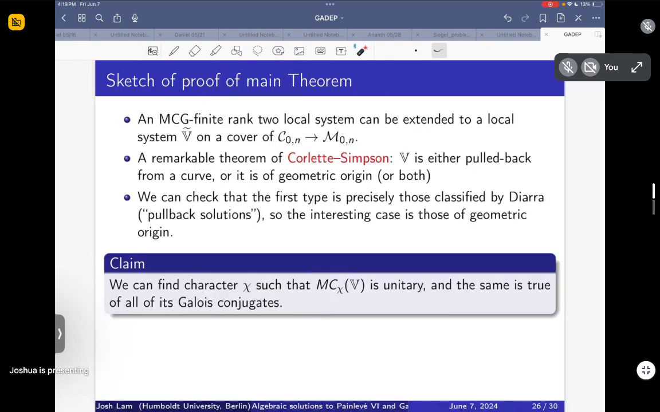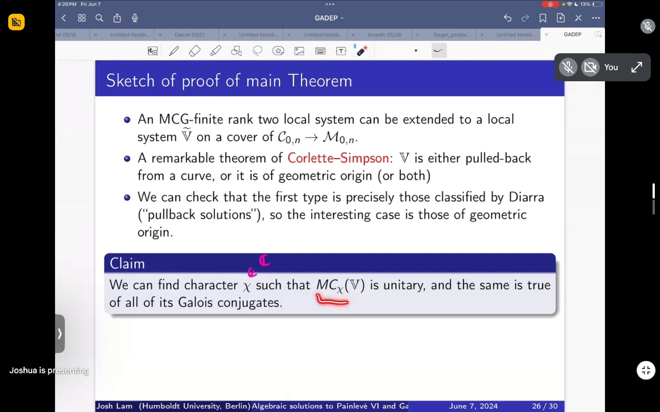So here's the claim, and this is the main technical result, which I won't really tell you how to prove. The claim is just that you can always find a character chi, or really this is just a complex number. So for each complex number chi, there's this functor MC chi, middle convolution, and the claim is that you can always cook up this number chi so that MC of chi is a unitary local system.